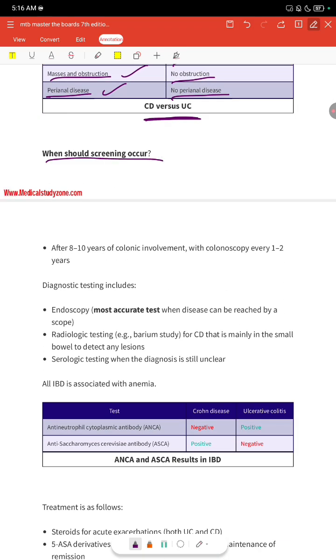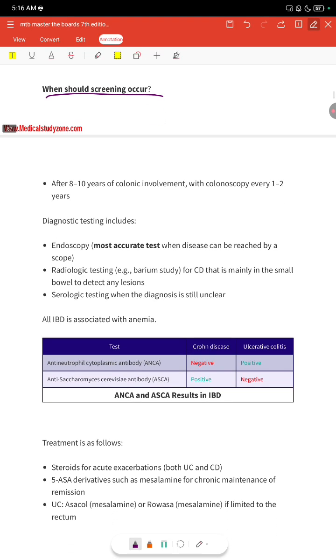When should screening occur? This is the most important point. So after 8 to 10 years of colonic involvement, with colonoscopy every 1 to 2 years. So if colon is involved in these IBDs and 8 to 10 years pass, then you should do the screening with colonoscopy every 1 to 2 years.